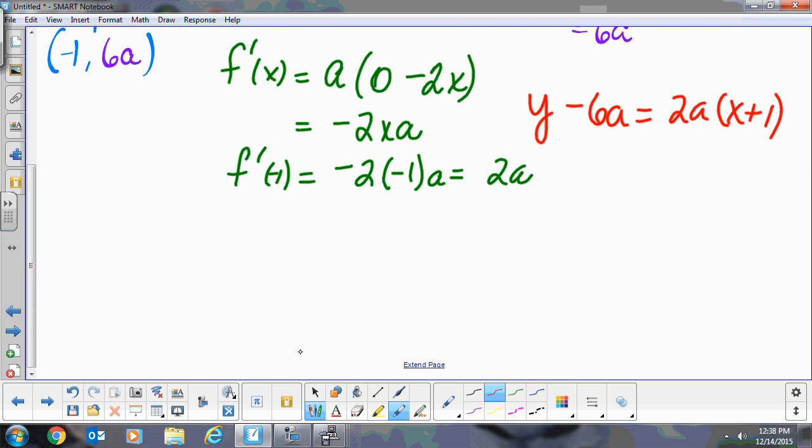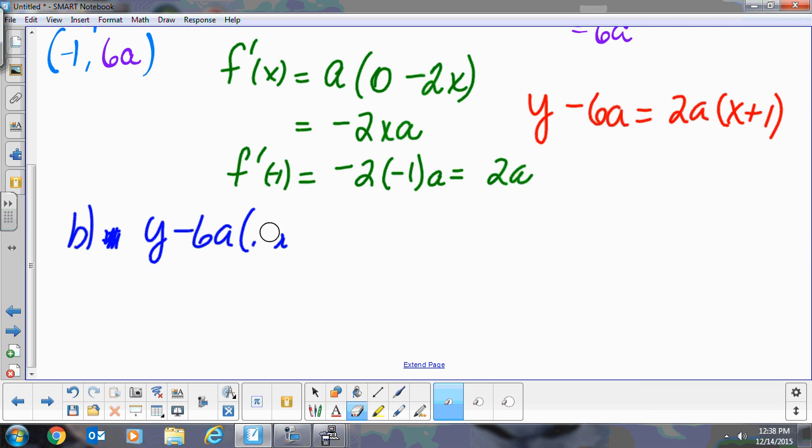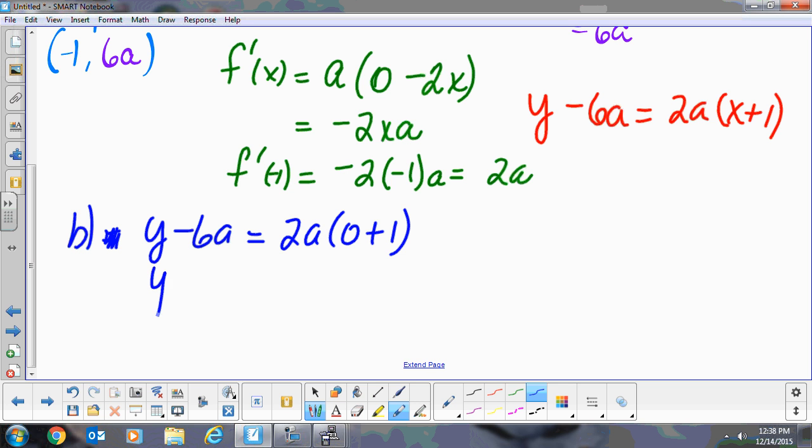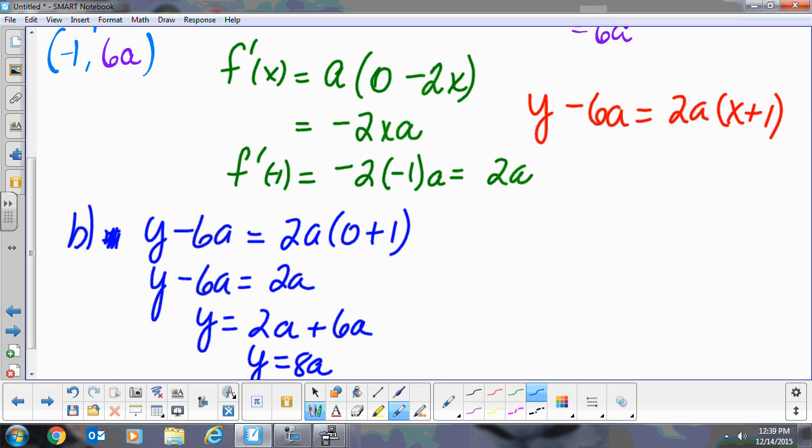For a y-intercept, we put 0 in for x. So B would be y minus 6a equals 2a times 0 plus 1. Or y minus 6a is equal to 2a. Or y equals 2a plus 6a, which means y equals what? 8a.